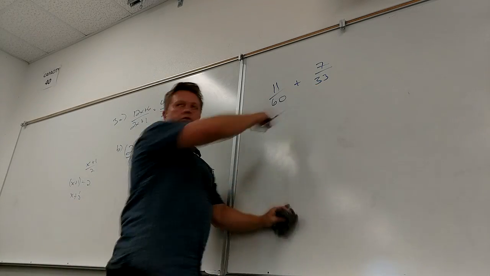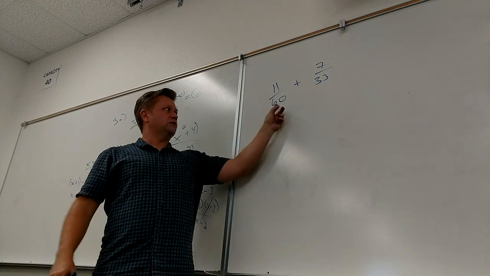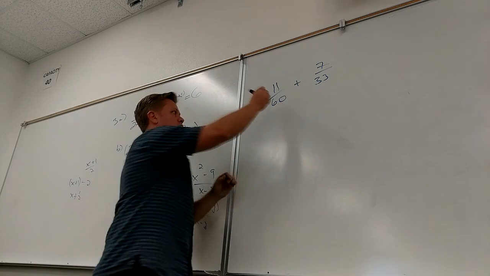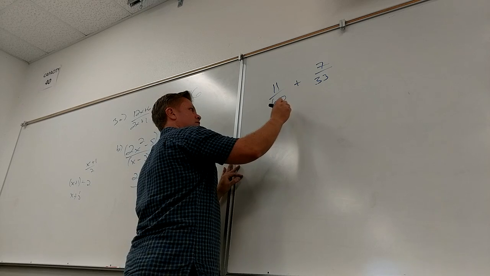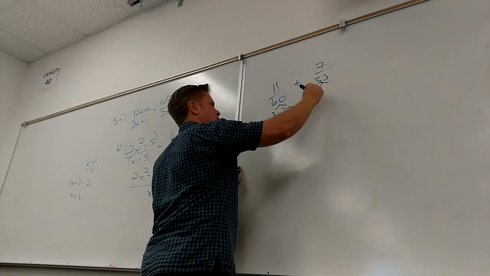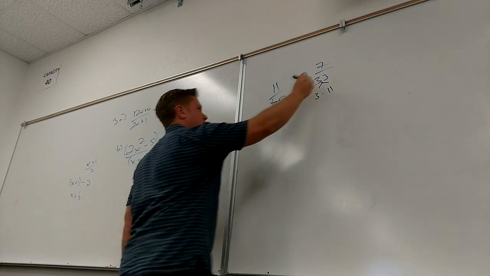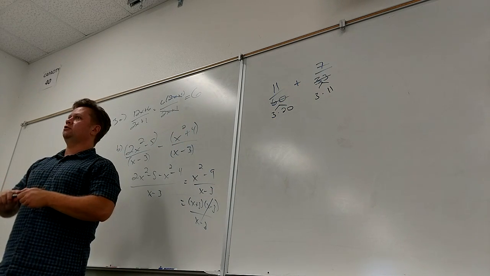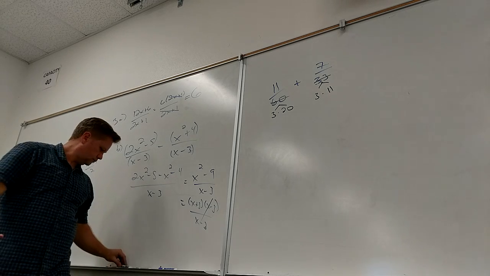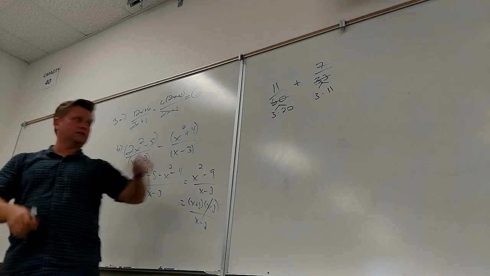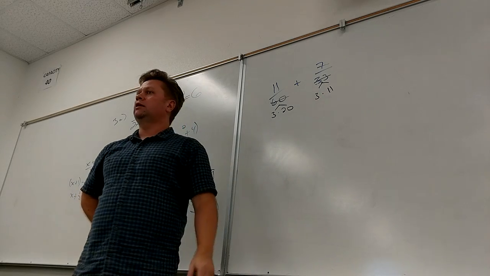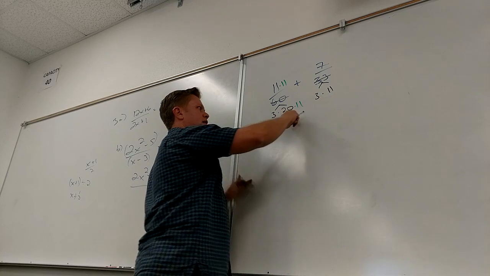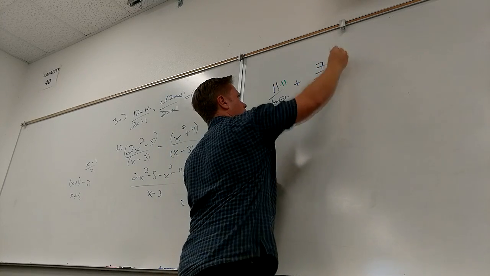These are ugly numbers. Can somebody tell me what's the biggest number they have in common? 3. So 60 is 3 times 20, and 33 is 3 times 11. Now watch how that makes this so easy. What is the first dude missing that the second dude has on the bottom? An 11. Give him an 11. What's he missing that he's got? 20. So you give him 20.